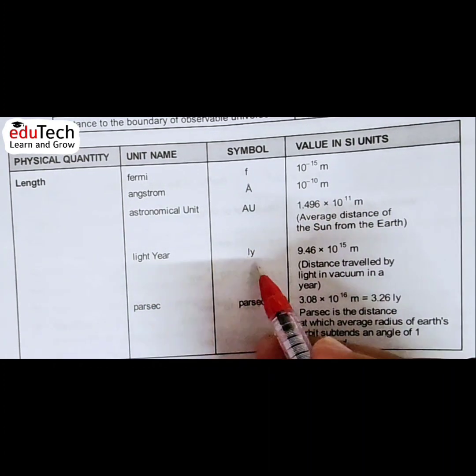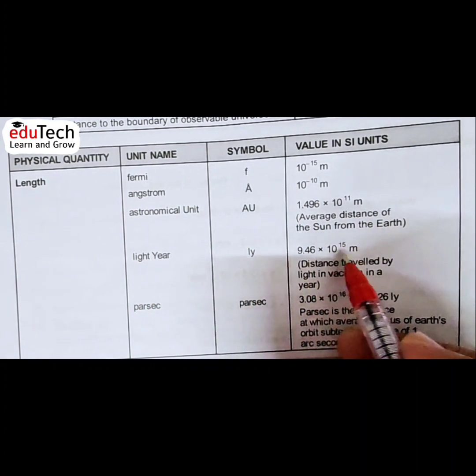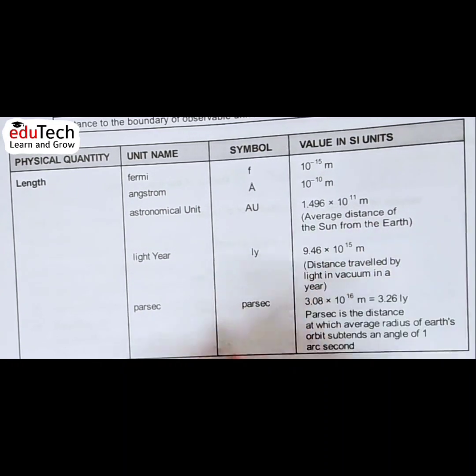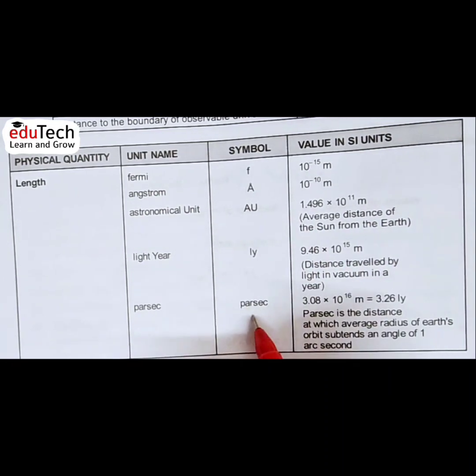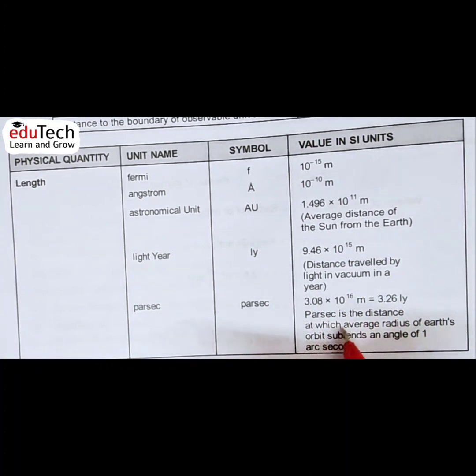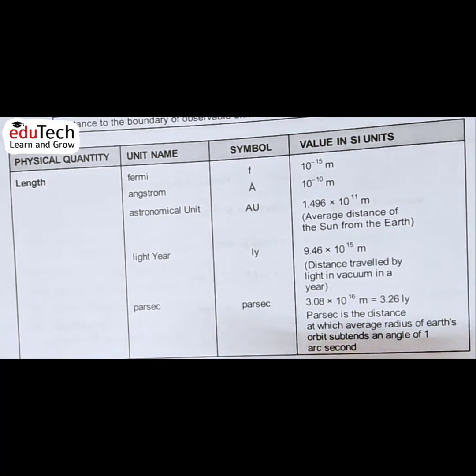Light year, 1 light year LY is 9.46 into 10 power 15 meter. Distance traveled by the light in vacuum in a year. Now parsec. It is 3.08 into 10 power 16 meter, which is 3.26 light year. Parsec is the distance at which average radius of Earth's orbit subtends an angle of 1 arc second.